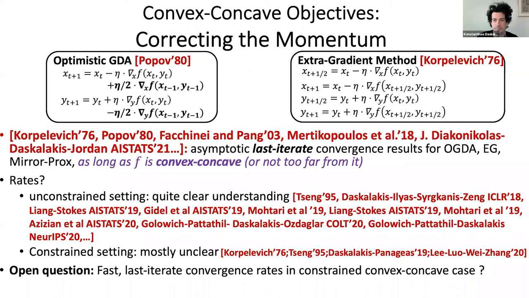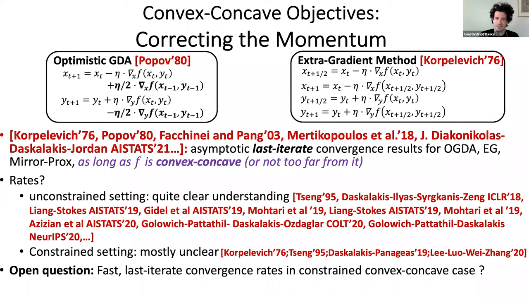So this is what we know in the convex concave setting, but certainly we have methods that have asymptotic last iterate convergence, and we understand the rates of these methods in the unconstrained setting, and people are working out the rates in the constrained setting, but that's still a bit open at this point. So that's a little summary of how to correct the dynamics so that you get this last iterate convergence to the target.